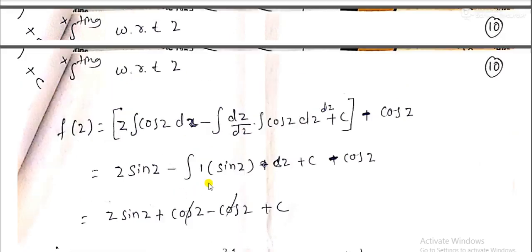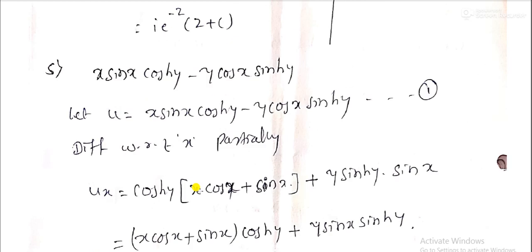This is the example, this is the real part of this equation, that is x sin x into cosh y minus y cos x into sinh y. This is an important one for university level. This is how to find the real part of these equations.